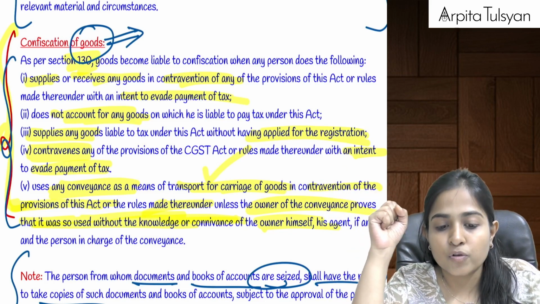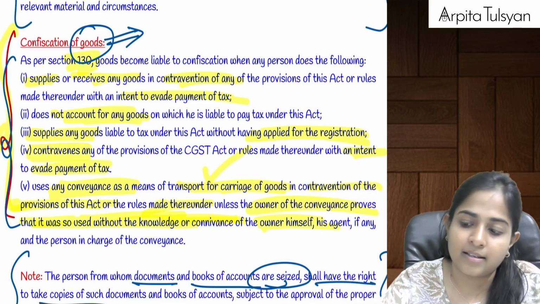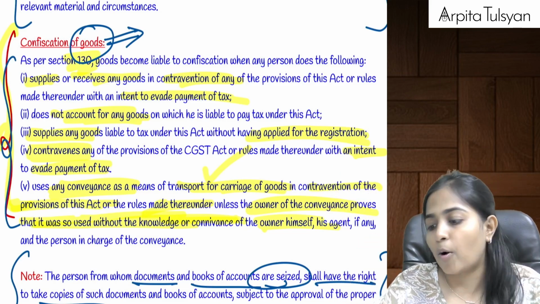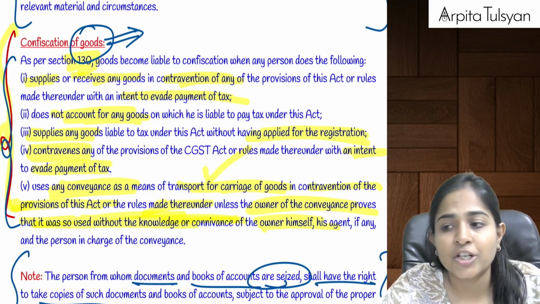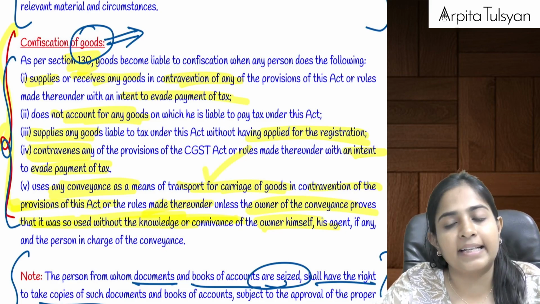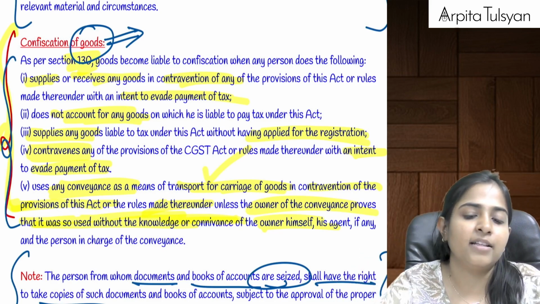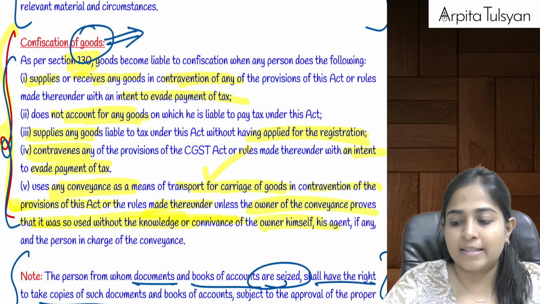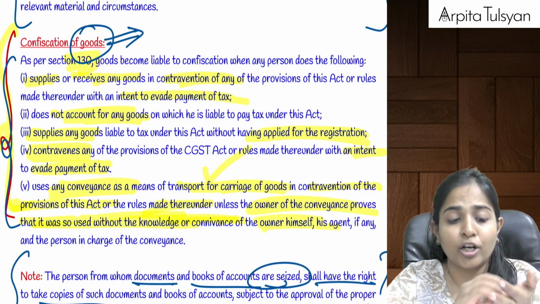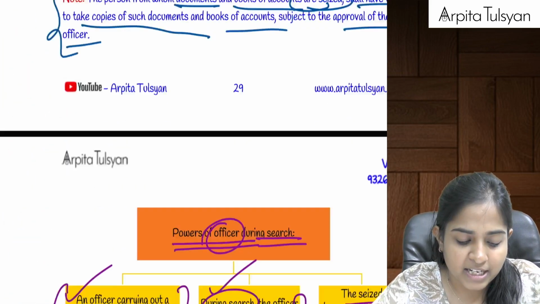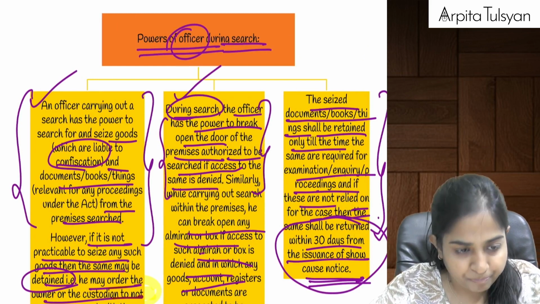Yes. So if any of these pointers are observed by the proper officer, then the proper officer can state that the goods are liable for confiscation, and for confiscating the goods, etc., we can conduct the search and seizure. And from wherever you are confiscating the goods, the person under whose custody the goods were there should be given an opportunity to take copies and extracts from those books, if you are seizing the books, documents, etc.